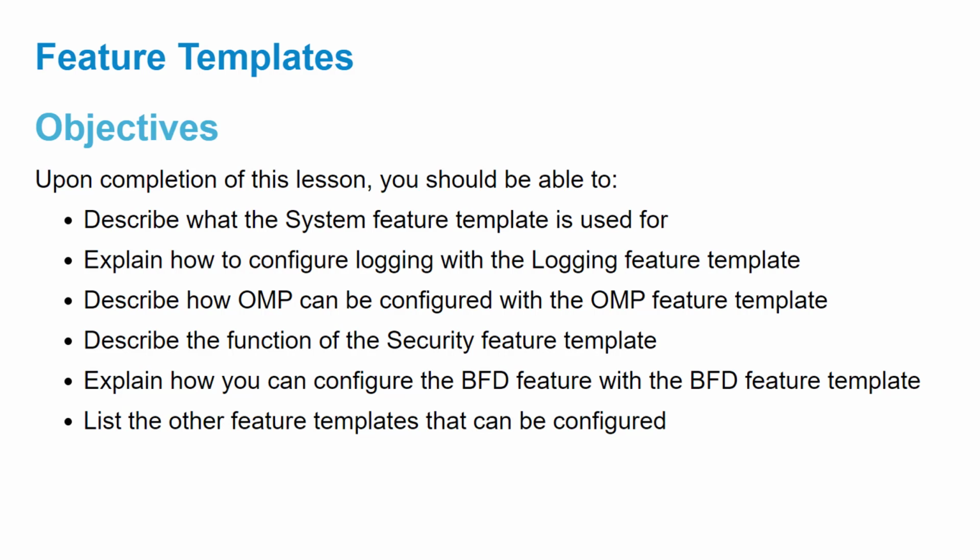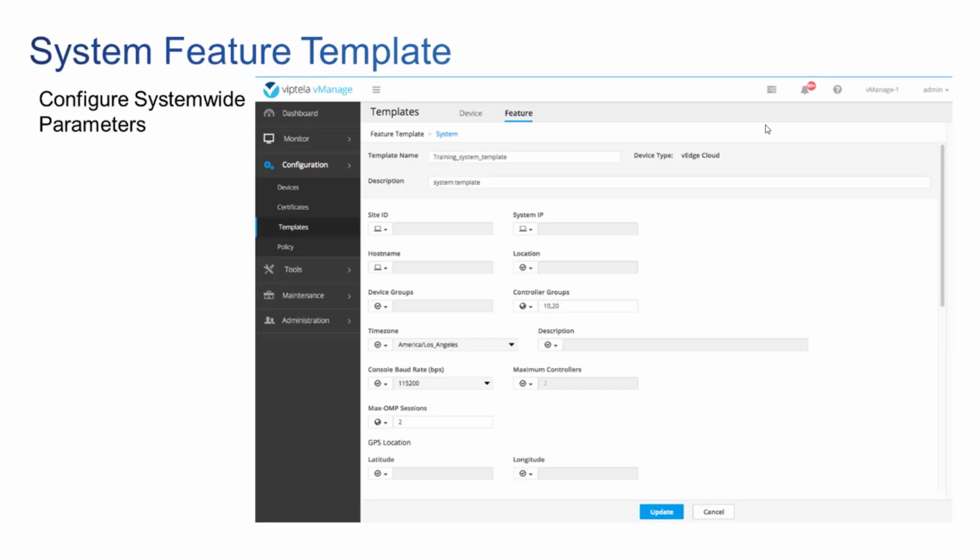We'll take a look at how the OMP template can be configured with OMP features. We'll take a look at the security feature template. We'll take a look at the BFD feature template and how we set up BFD features. And then we're going to take a look at other feature templates that can be configured on the platform. We're not going to go through every single one in detail, but some of these critical ones I'm going to break down piece by piece and step by step.